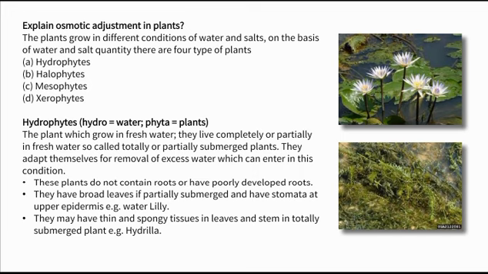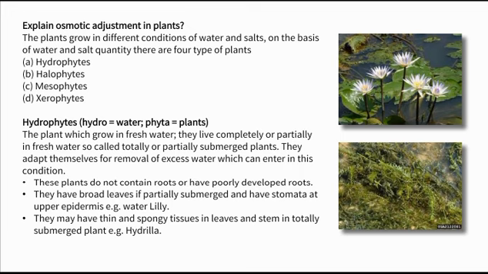Okay, the hydrophytes, the plants which grow in fresh water. They live completely or partially in fresh water, so they are called totally or partially submerged plants. They adapt themselves for removal of excess water which can enter in this condition. So here you have 2 types of plants, a water lily and a hydrilla. These plants do not contain roots or have poorly developed roots.